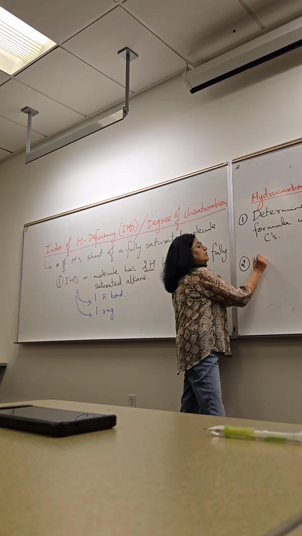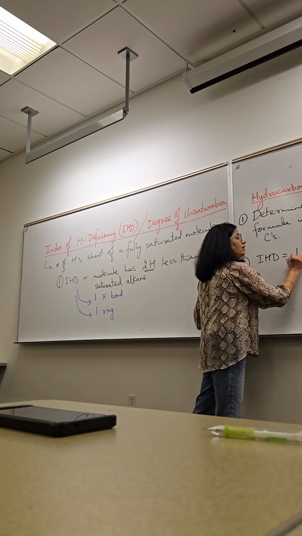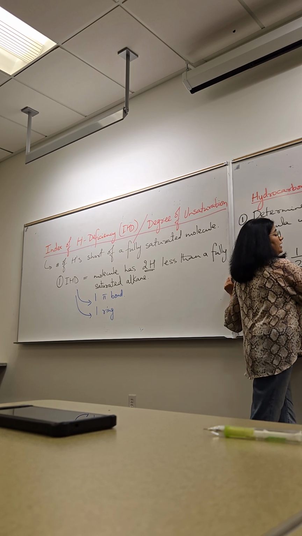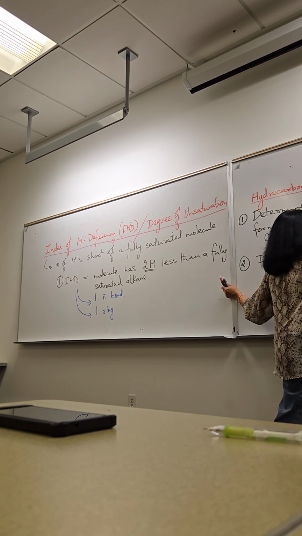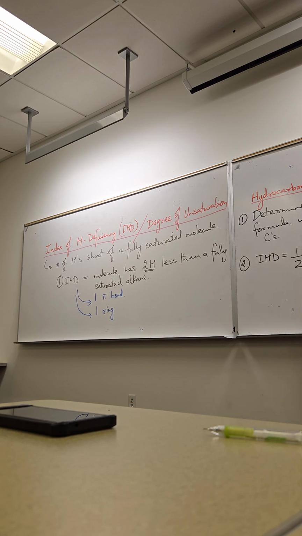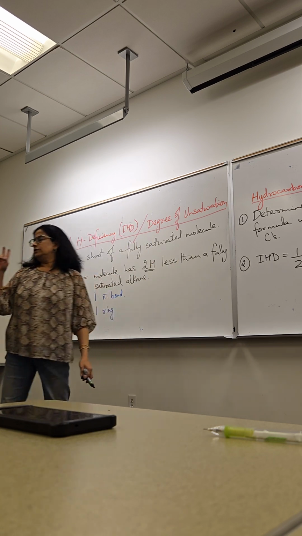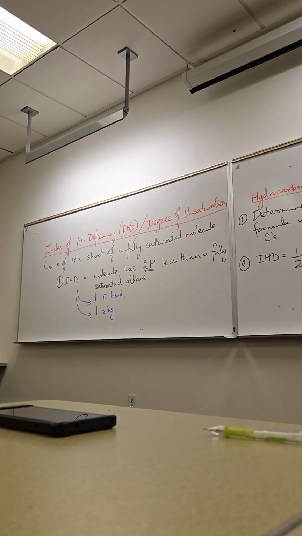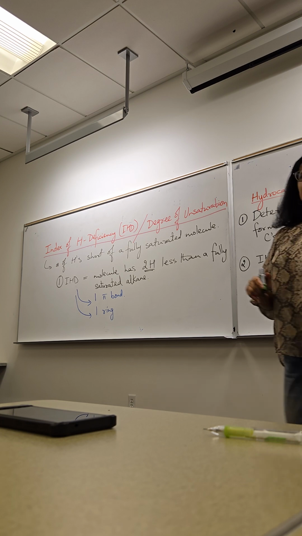And then IHD equals half of the difference between saturated formula and given formula. That's the process, those 2 steps for a hydrocarbon. For example, let's see how that works. Let's say we need to calculate the IHD for C7H8. I'm just making something up. So how do we do that?